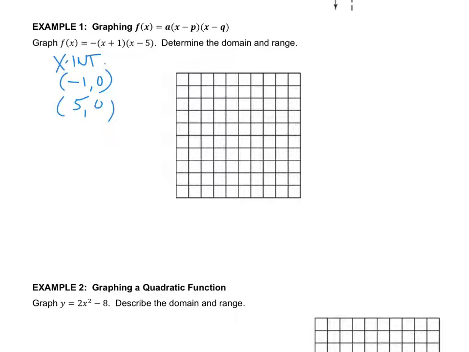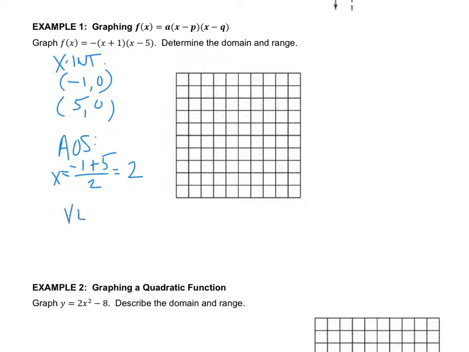So then I want to look at my axis of symmetry. My axis of symmetry says add the p and the q, divide by 2, and that's going to give me the axis of symmetry. Well, -1 plus 5 is 4, divided by 2 is 2. So I know my axis of symmetry is at 2.